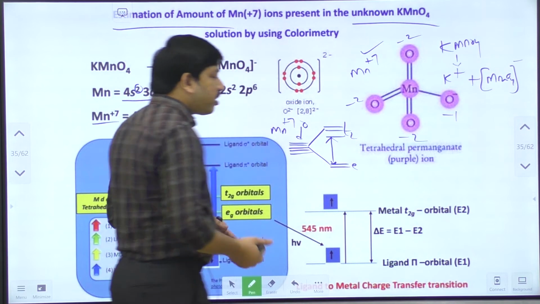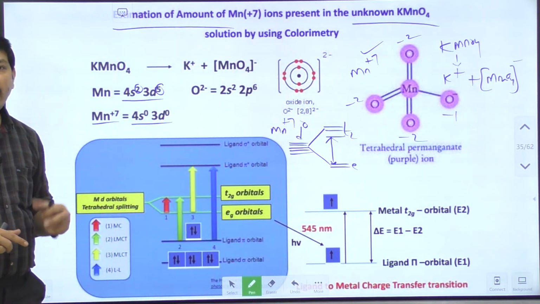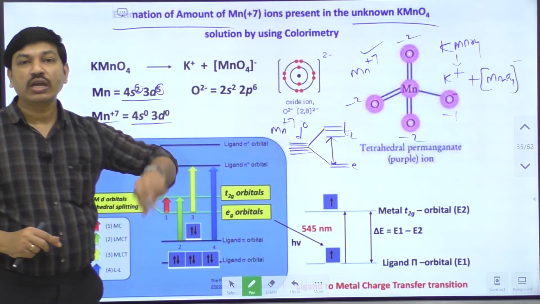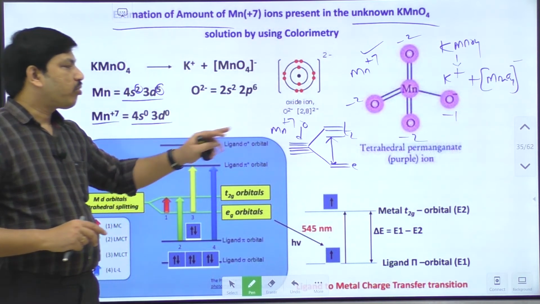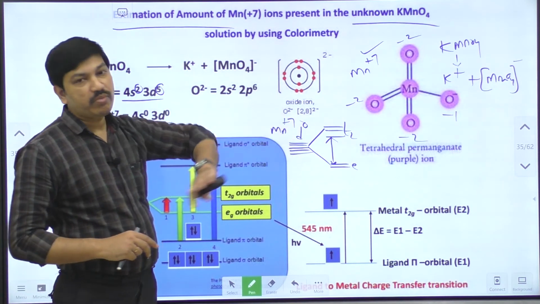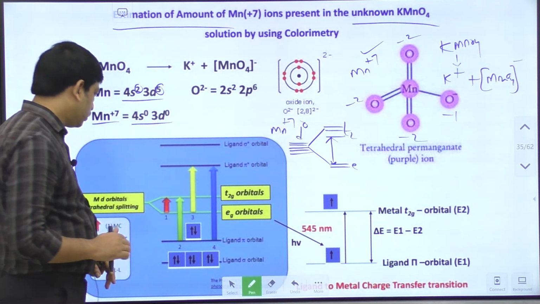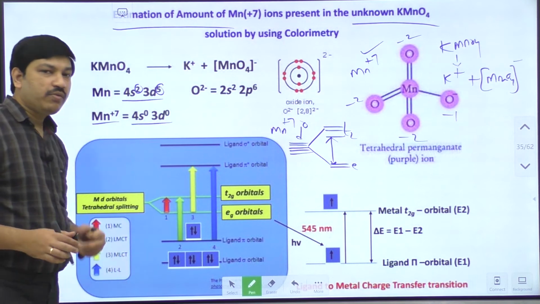That means there are no d-d electronic transitions in the case of manganese +7, but still this compound shows an intense purple color. So how is it possible? That is not properly explained by crystal field theory, but we can explain it by using molecular orbital theory. So according to molecular orbital theory, what is there?